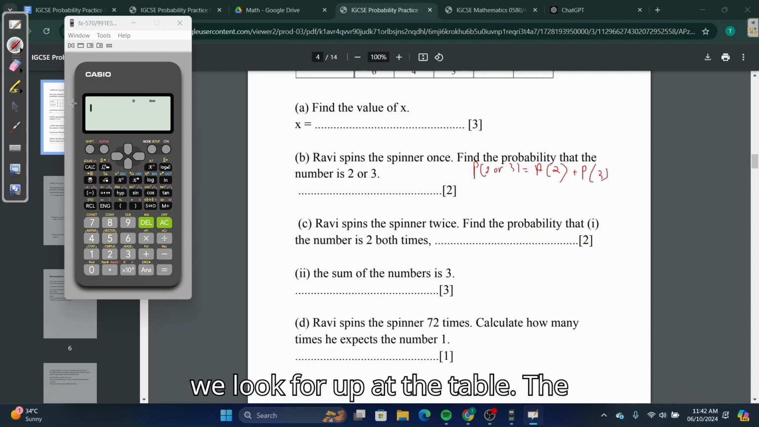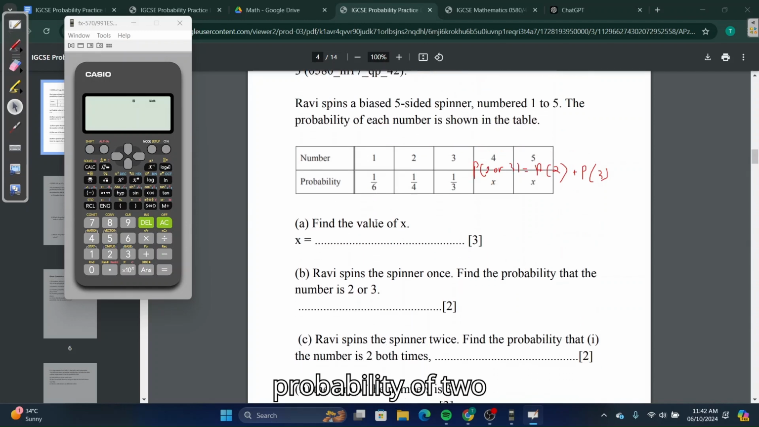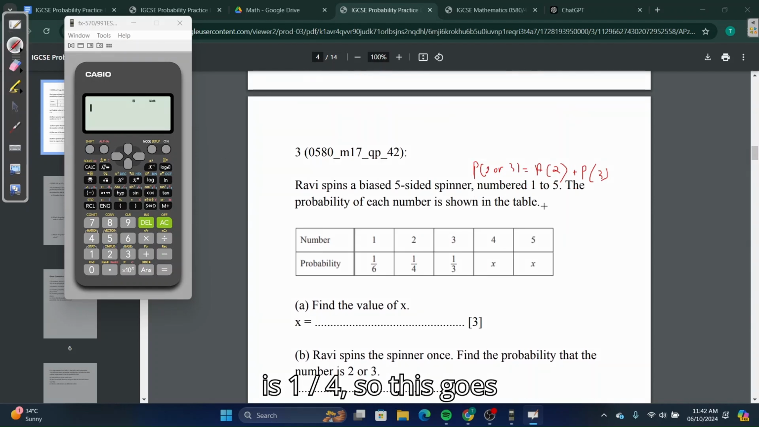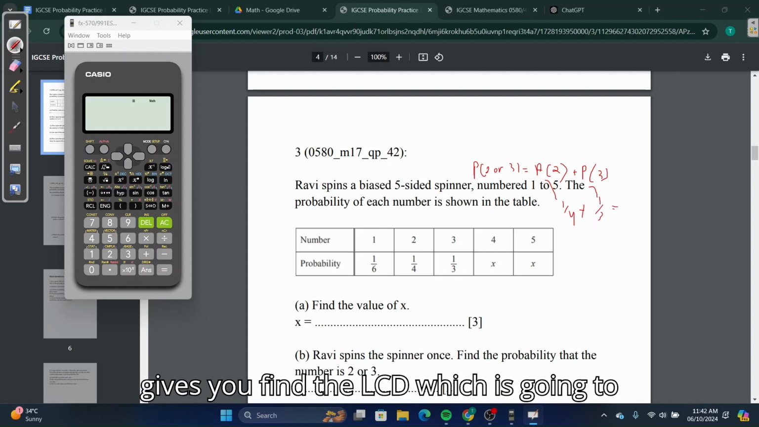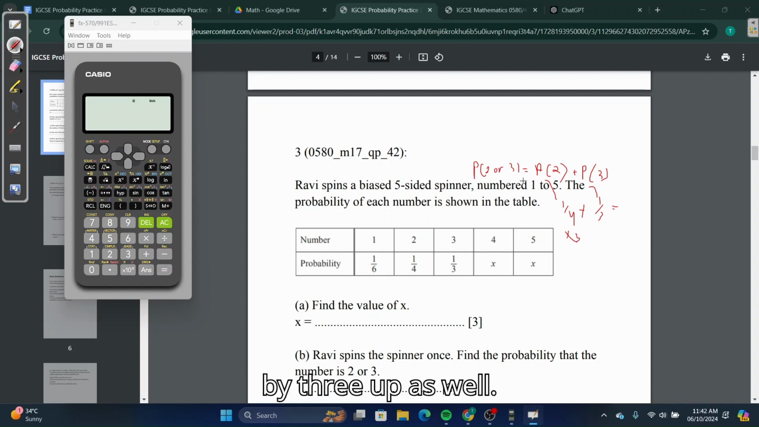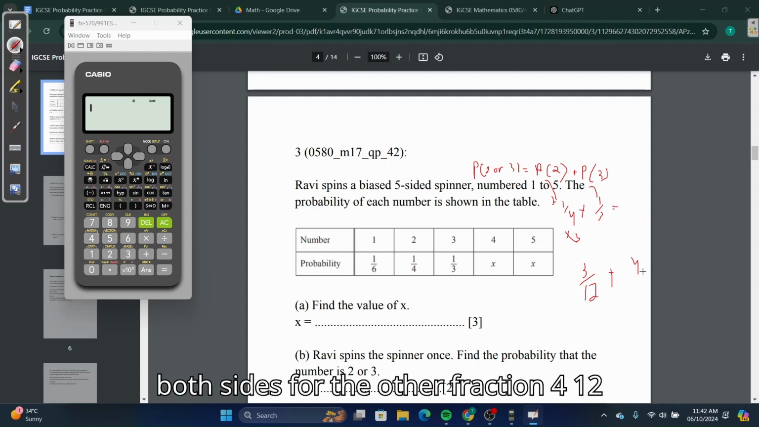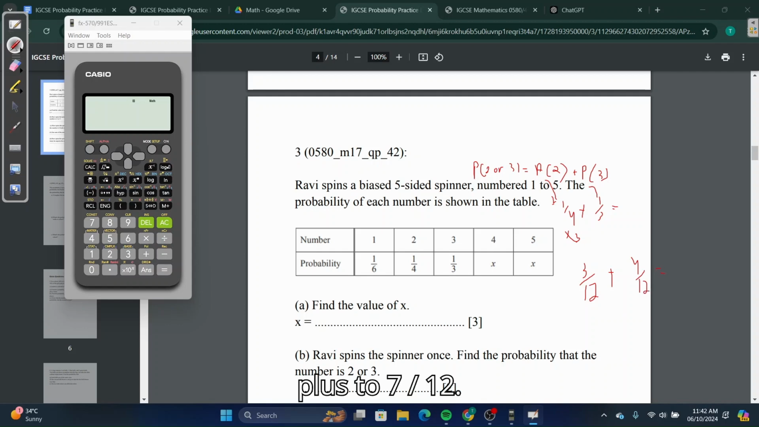So now we look up at the table. The probability of 2 is 1 over 4, plus the probability of 3, which is 1 over 3. Find the LCD, which is going to be 12. So multiply by 3 here, and multiply by 4 for the other fraction. So it's 3 over 12 plus 4 over 12 equals 7 over 12. So our answer is going to be 7 over 12.